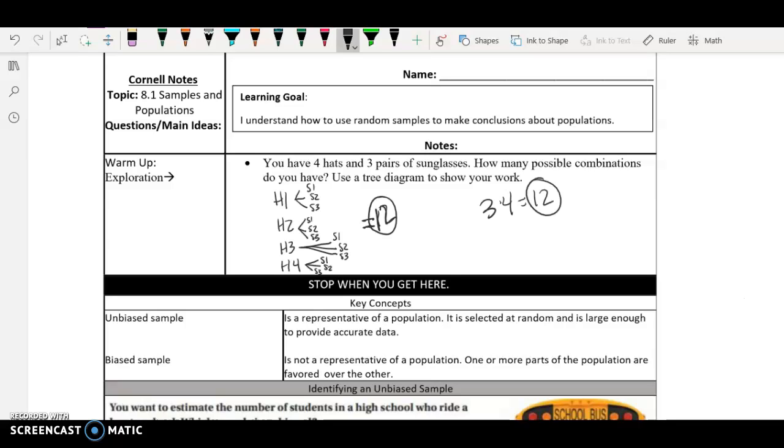So H1 is just hat 1, hat 2, hat 3, and hat 4. For each hat that I have, I can wear one of my 3 sunglasses: sunglasses 1, sunglasses 2, or sunglasses 3. Those are my 3 options. So I have 3 branches going off of each of my hats. When I count them, 1, 2, 3, 4, 5, 6, 7, 8, 9, 10, 11, 12, I have 12 options that I can wear. You also can do 4 times 3, which is 12.